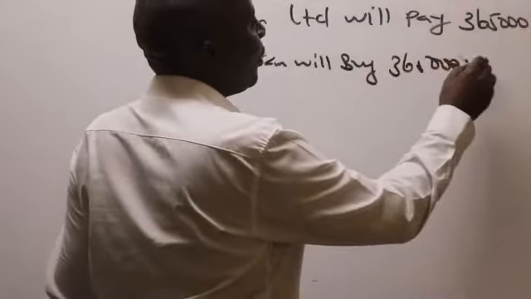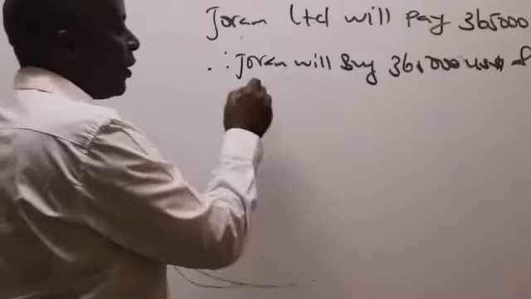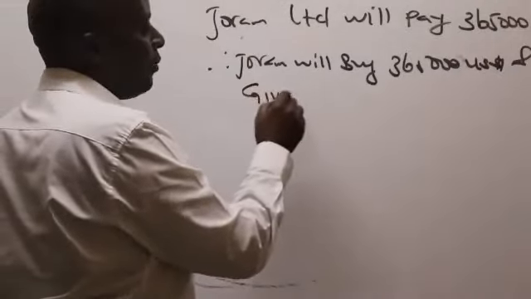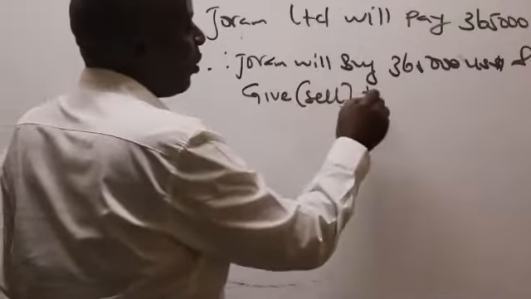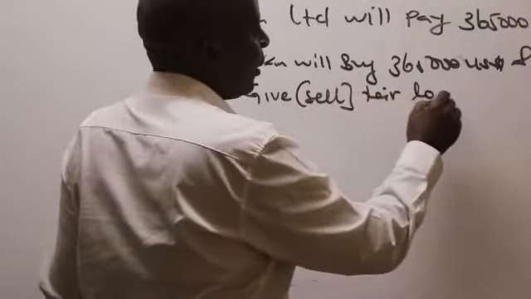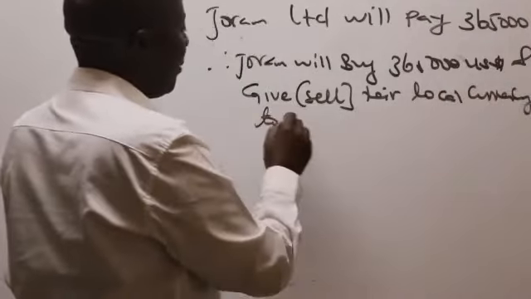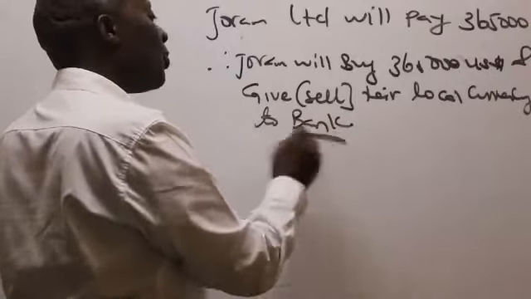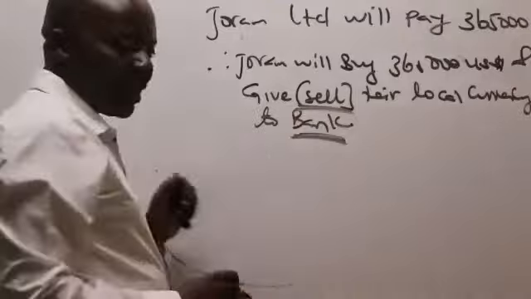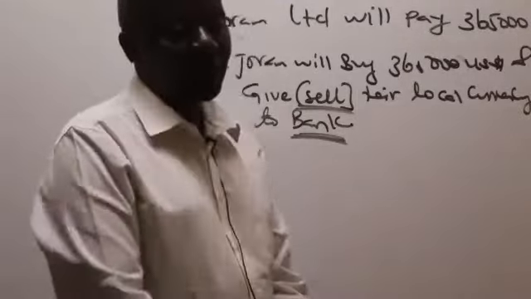So in this case here, Joram will buy $365,000 US and give, like what we call sell, their local currency to the bank. Nataka kidogo mnisikize. Katika options tukao tumia jina sell. Katika options we shall be using this word what here? Sell.